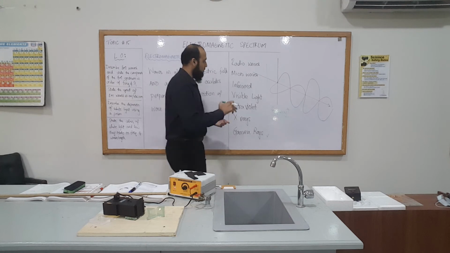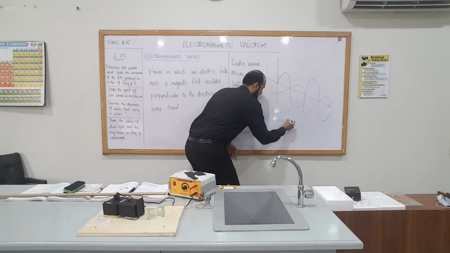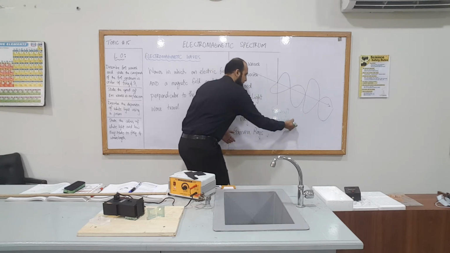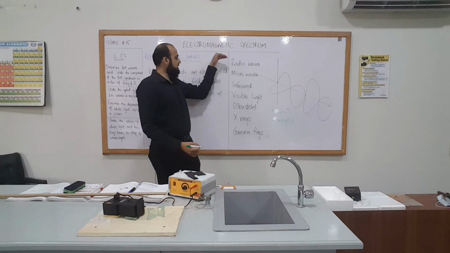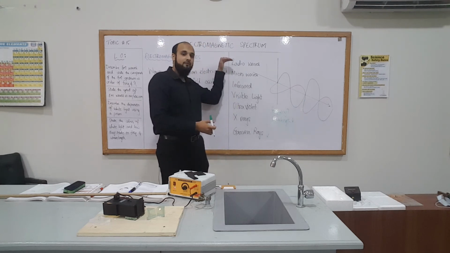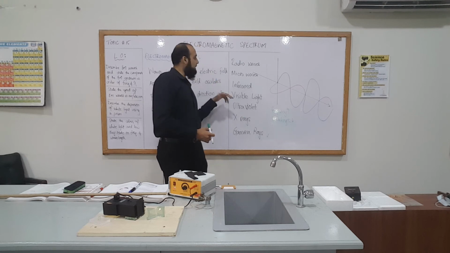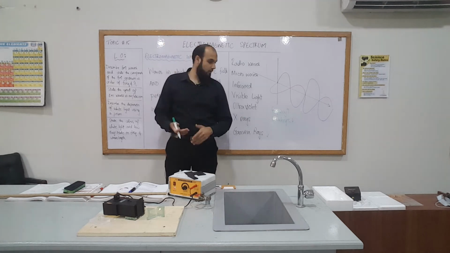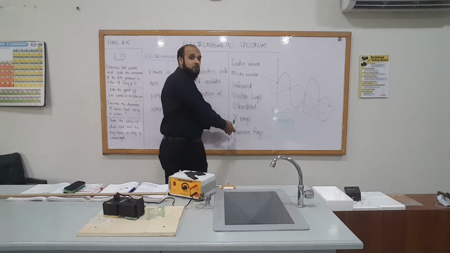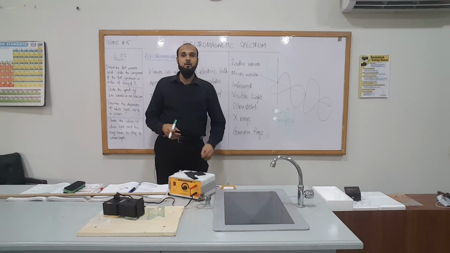And with that, the wavelength decreases as you go down the spectrum. So, for instance, microwaves have a smaller wavelength than radio waves. Infrared has a smaller wavelength compared to both radio waves and microwaves. And so gamma rays would have the smallest wavelength. So it's a pattern that you need to remember.